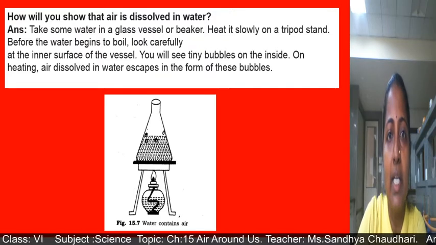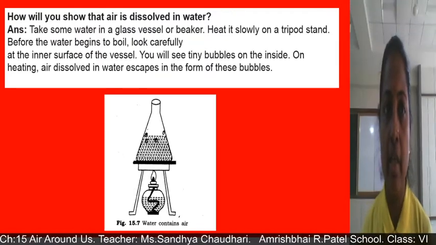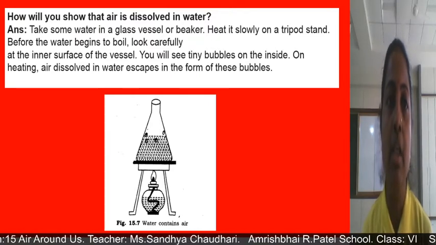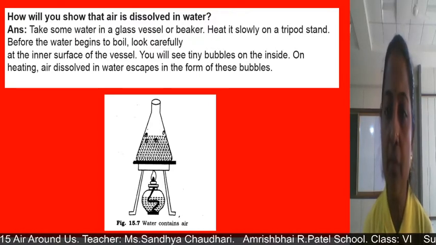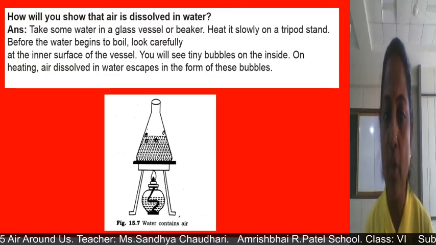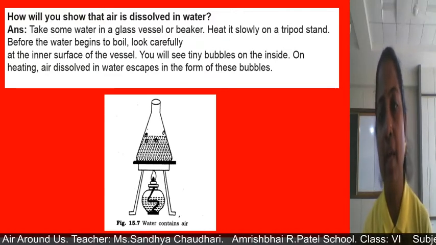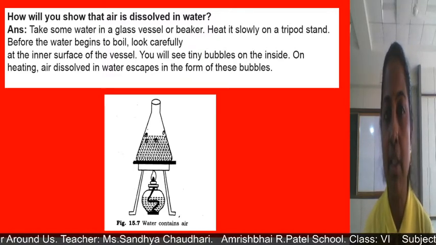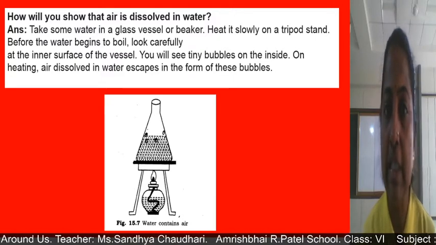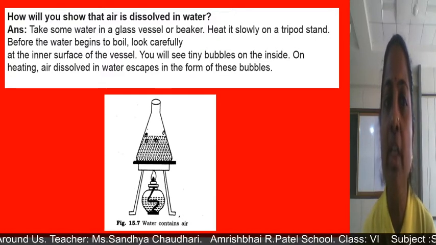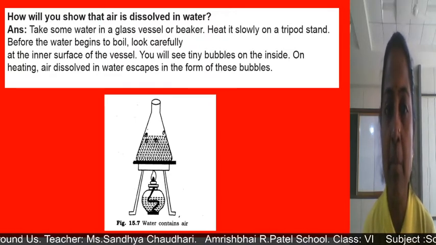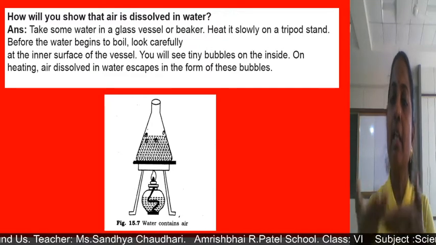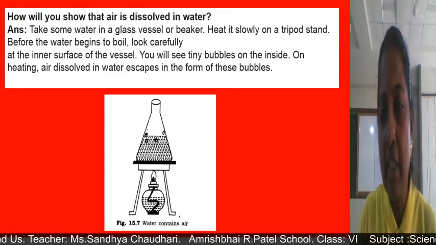Now the activity we will see, children: how will you show that air is dissolved in water? Take some water in a glass vessel or a beaker and heat it slowly on a tripod stand. Before the water begins to boil, look carefully, means before the water is going to boil, you have to observe, and after the boiling you can observe the change. So at the inner surface of the vessel you can see tiny bubbles. On heating, air dissolved in water escapes in the form of these bubbles, means whatever air is dissolved in water escapes in the form of bubbles. So we will see this activity now.